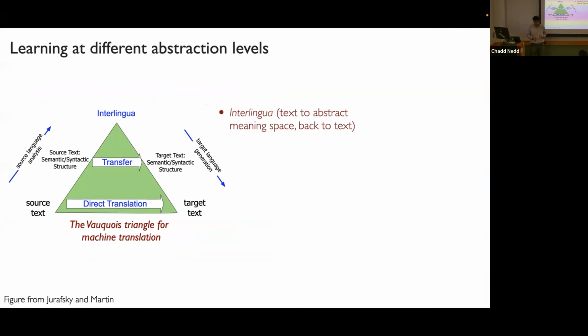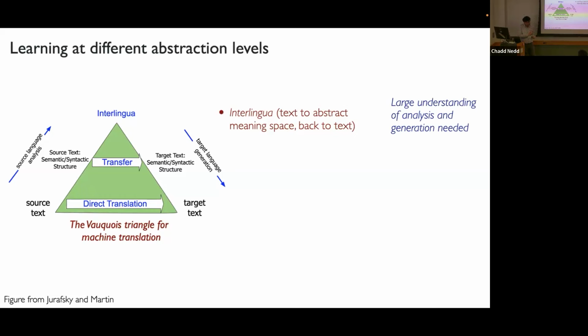in this triangle. One could think about translating at the interlingual level, which is where you take source text and map it into an abstract meaning space. There's no translation that needs to be done in the meaning space, and you can just render it out in the target text. And this requires a large understanding of the analysis process and the generation process, right? So this is the flow in this diagram, from all the way here up and then down.